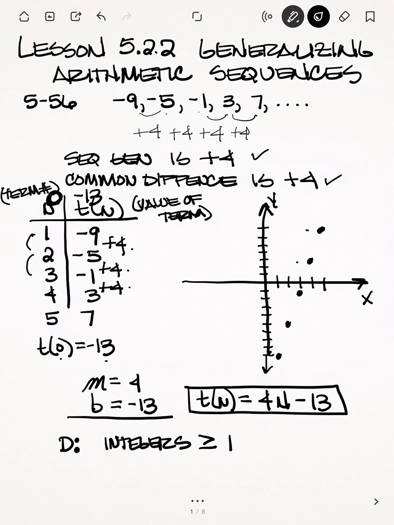All right. So basically, the main thing you needed to get from that problem was how to find the sequence generator, that the common difference is the same as the sequence generator, that we can make an XY chart, in this case, n, t of n chart, and we can graph it, and we can find the equation. Next problem.